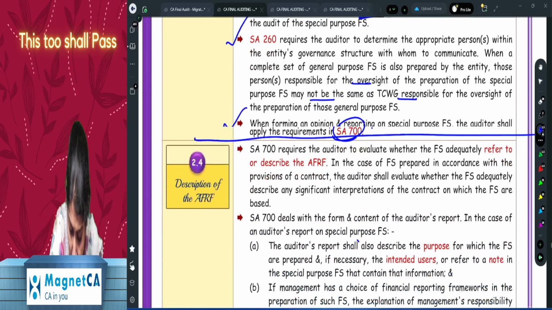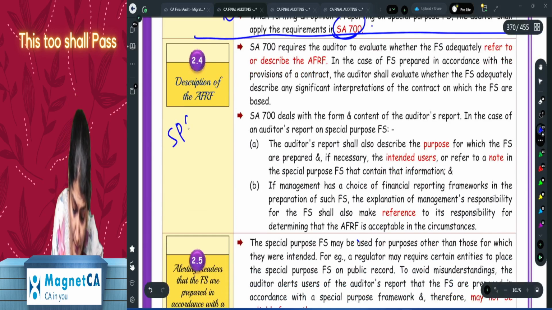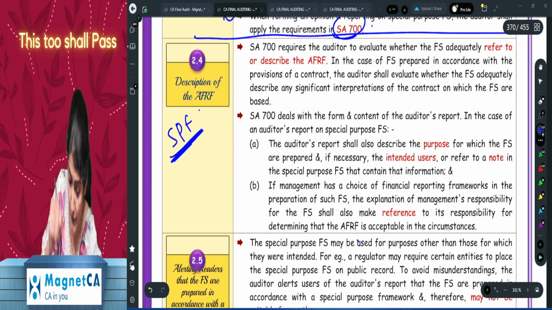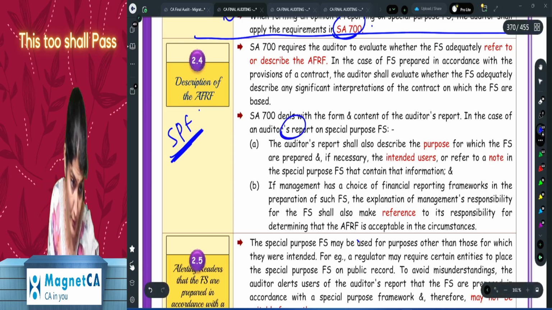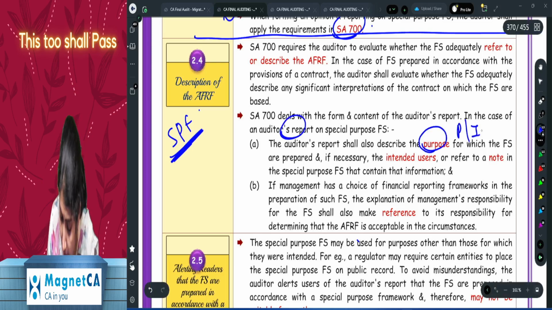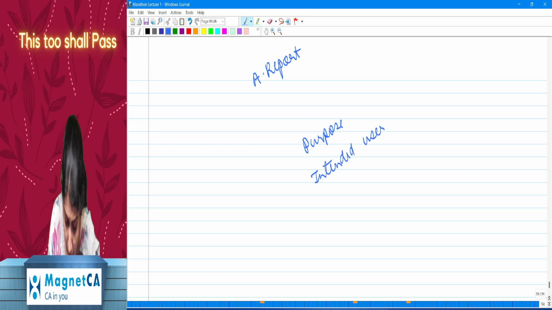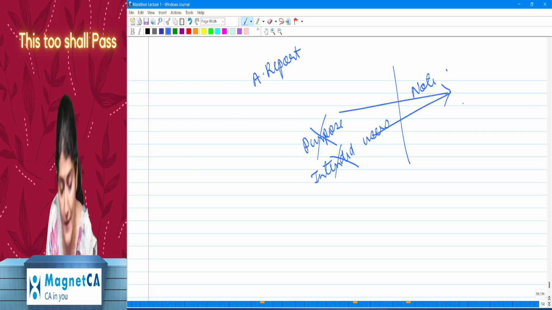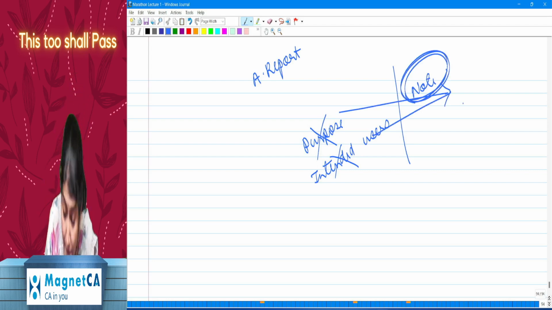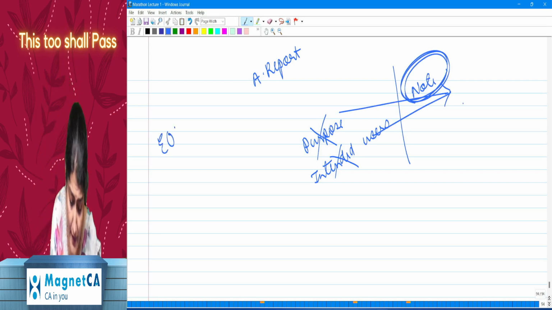And then the third part over there is the description, right? Because now the financial statements have been prepared as per a special purpose framework. So what you do in your audit report, auditor, is either you write the purpose and the intended users, or you make a reference to the note in the financial statements where this purpose and intended users have been given. So either in the audit report you write down the purpose, why the special purpose financial statements are being prepared, and you also write down the intended users. Or, second option, you don't write it in the report, but you make a reference to the note where this purpose and intended users have been given. So when I make a reference to the note in the financial statements, does that come under emphasis of matter or other matter?